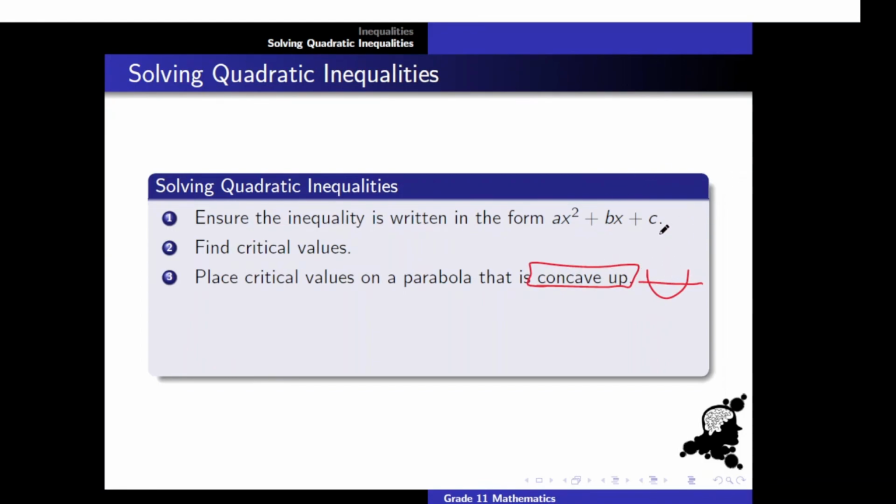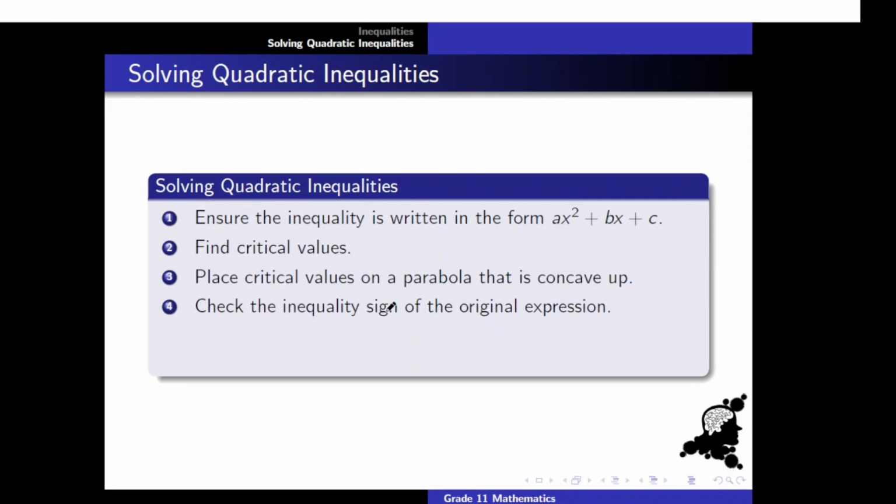Now, some of you might be arguing, or some of you might have been told to say, no, it is possible for the graph to be concave down, especially if the coefficient of x squared is a negative value. Well, that is absolutely true. But for the purpose of this video, we always need to make sure that our graph is concave up. It's simpler that way, and I will show you how to make sure that the graph is always concave up.